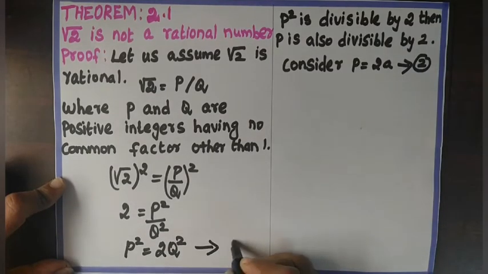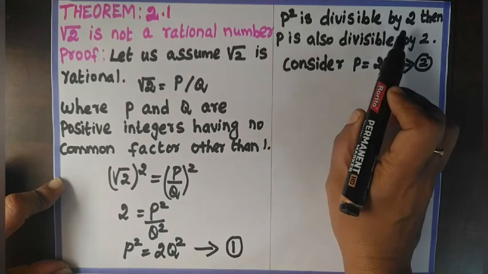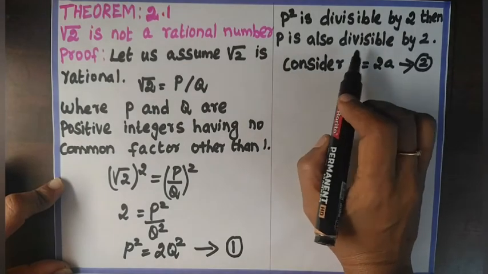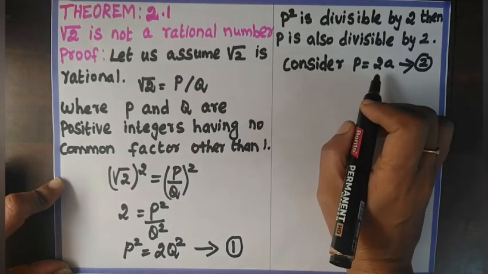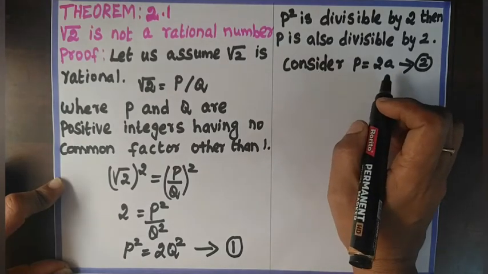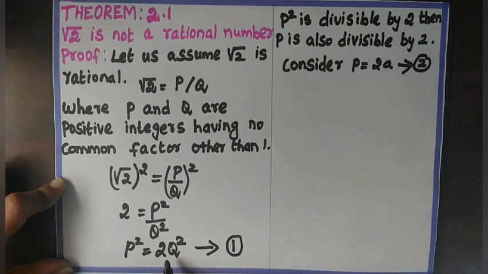Consider as first equation, p square is 2 times q square. Then p square is divisible by 2. Then p is also divisible by 2. Consider p equal to 2a as second equation. Substitute p equal to 2a in the first equation.